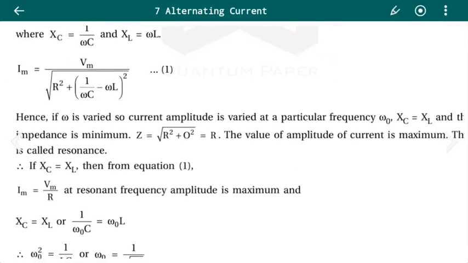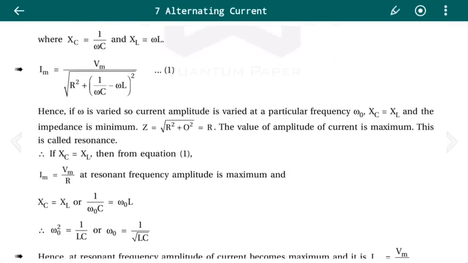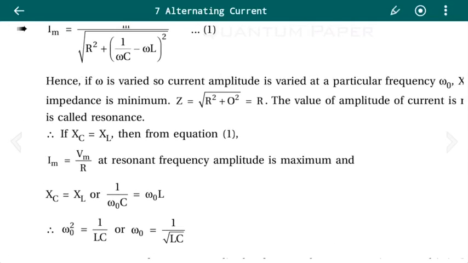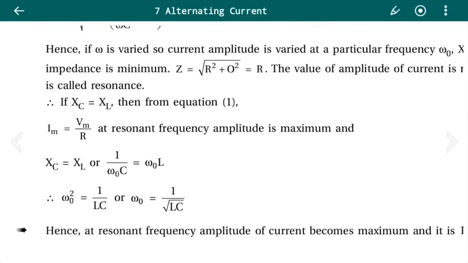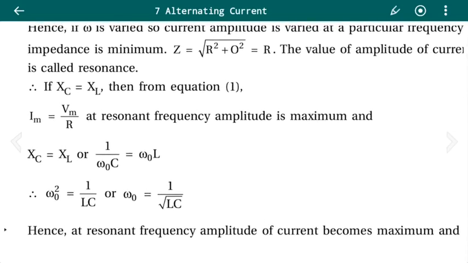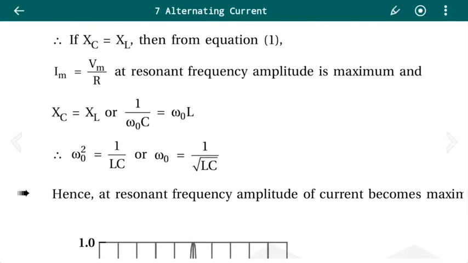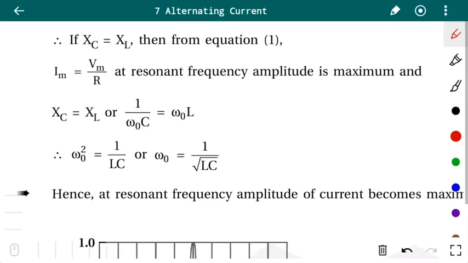The value of the amplitude of current is maximum. This is called the resonance. Therefore, if Xc is equal to XL, then from equation 1, Im equals Vm upon R. At resonant frequency, amplitude is maximum and Xc equals XL. So this is the condition for the resonance, that the capacitive reactance should be equal to the inductive reactance. Or we can say 1 upon omega 0 C equals omega 0 L.